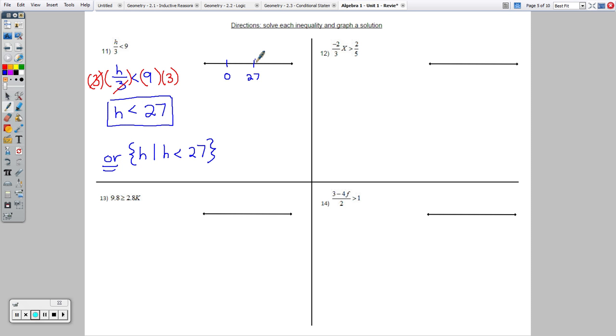We're talking about things that are less than 27. So open circle, it's not "or equal to," and if it's less than, we're going to shade in that direction. Let's keep moving.